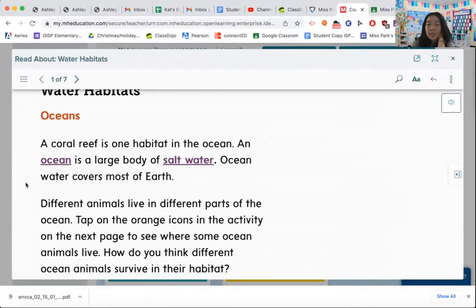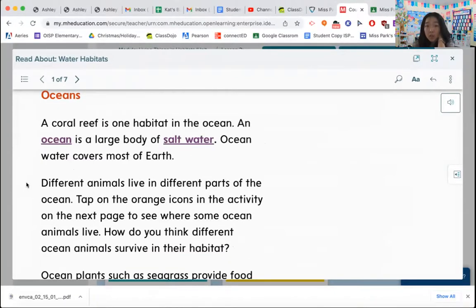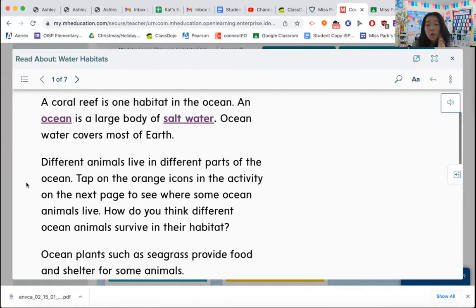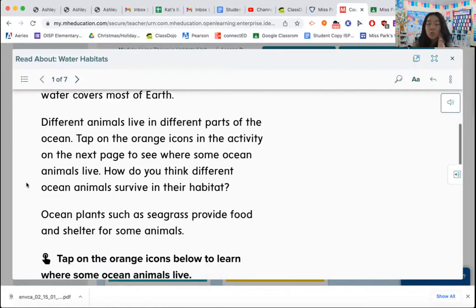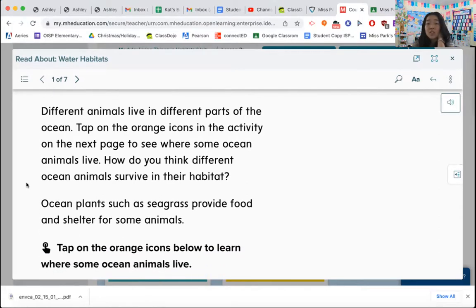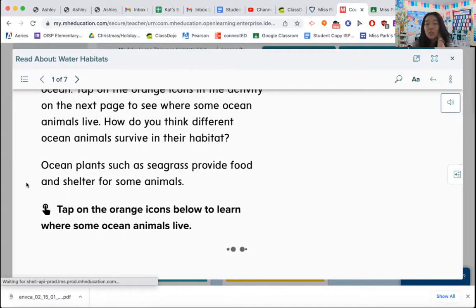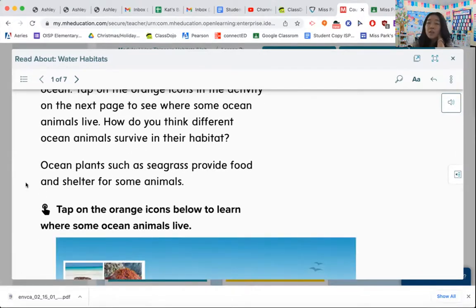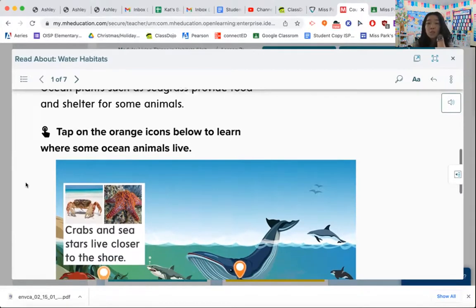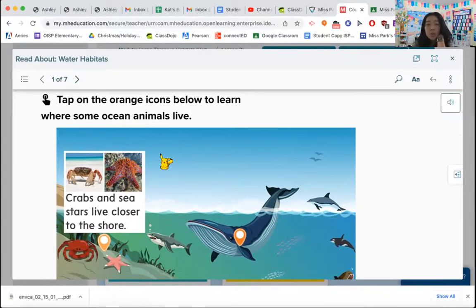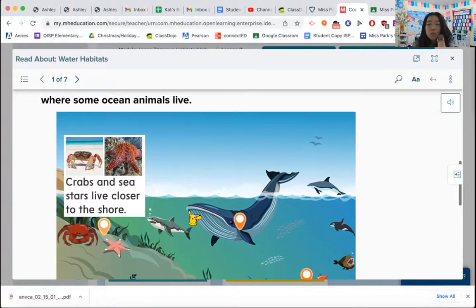Water habitats, oceans. A coral reef is one habitat in the ocean. An ocean is a large body of salt water. Ocean water covers most of Earth. Different animals live in different parts of the ocean. Tap on the orange icons in the activity on the next page to see where some ocean animals live. How do you think different ocean animals survive in their habitat? Ocean plants such as seagrass provide food and shelter for some animals. Tap on the orange icons below to learn where some ocean animals live.